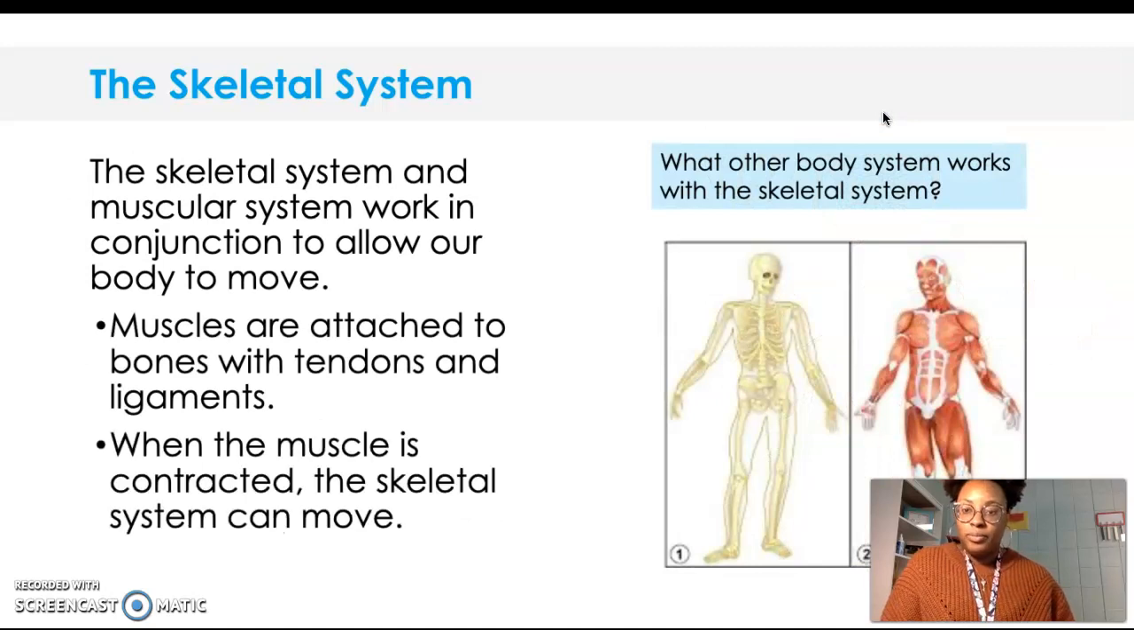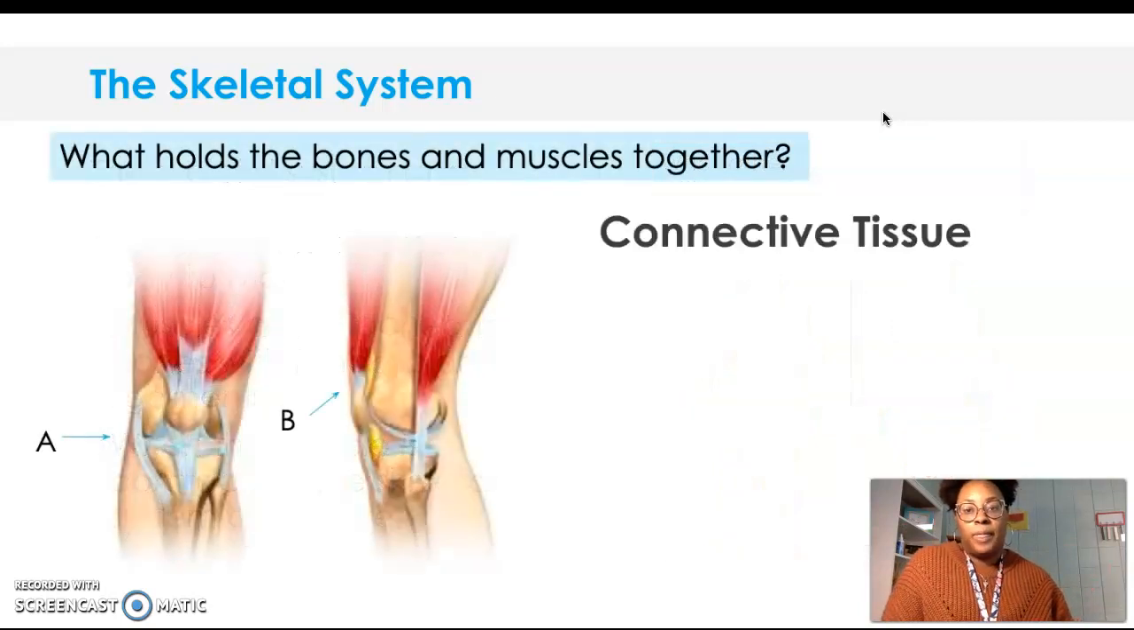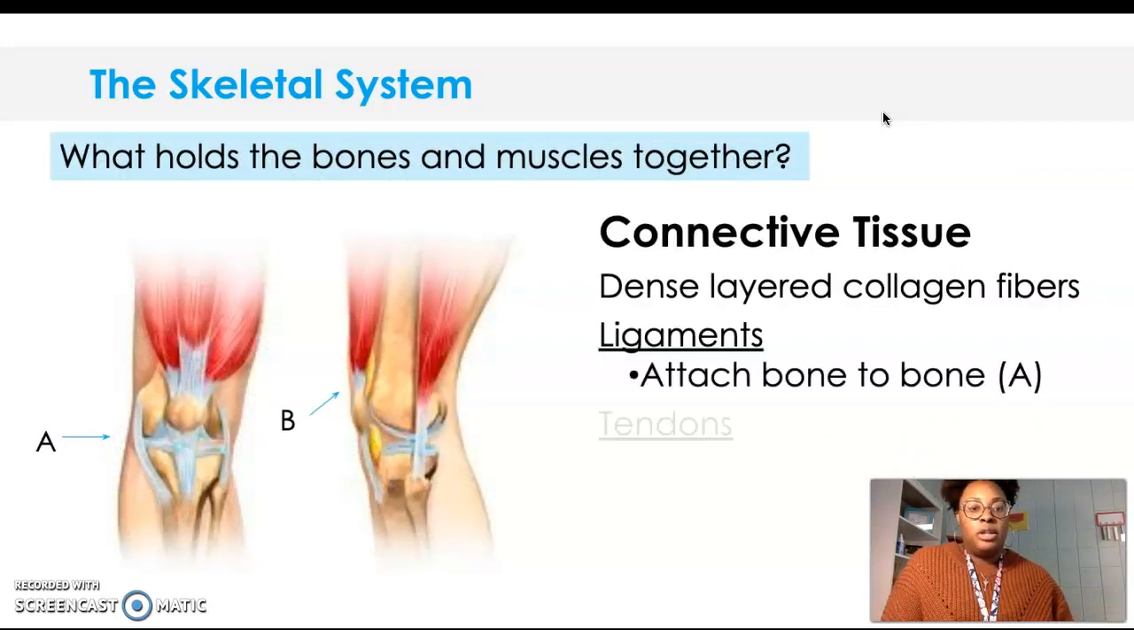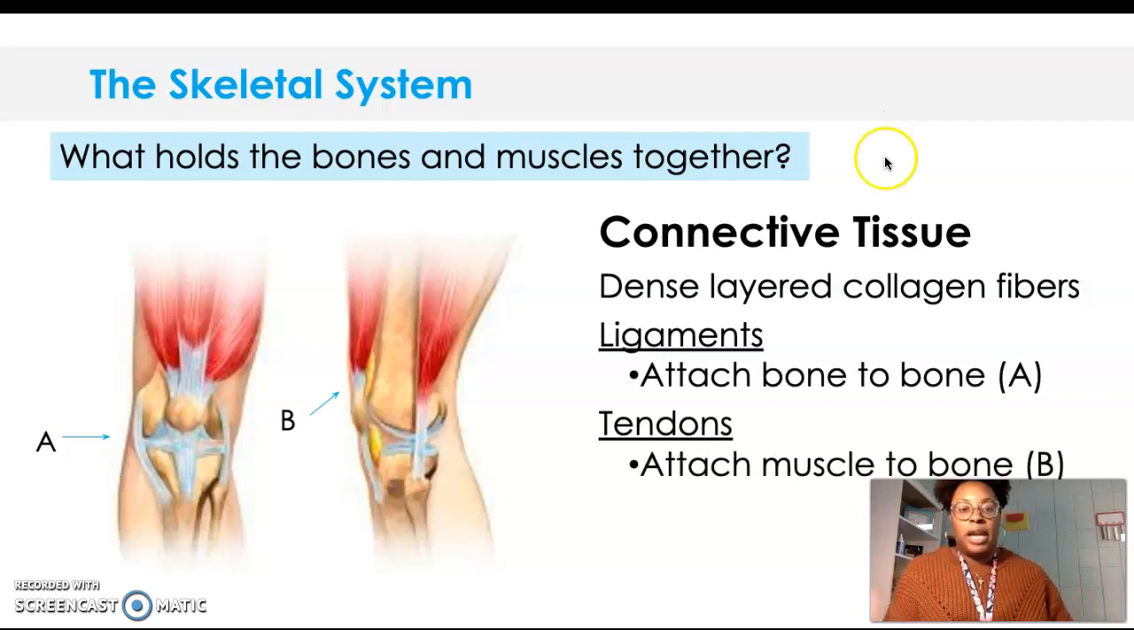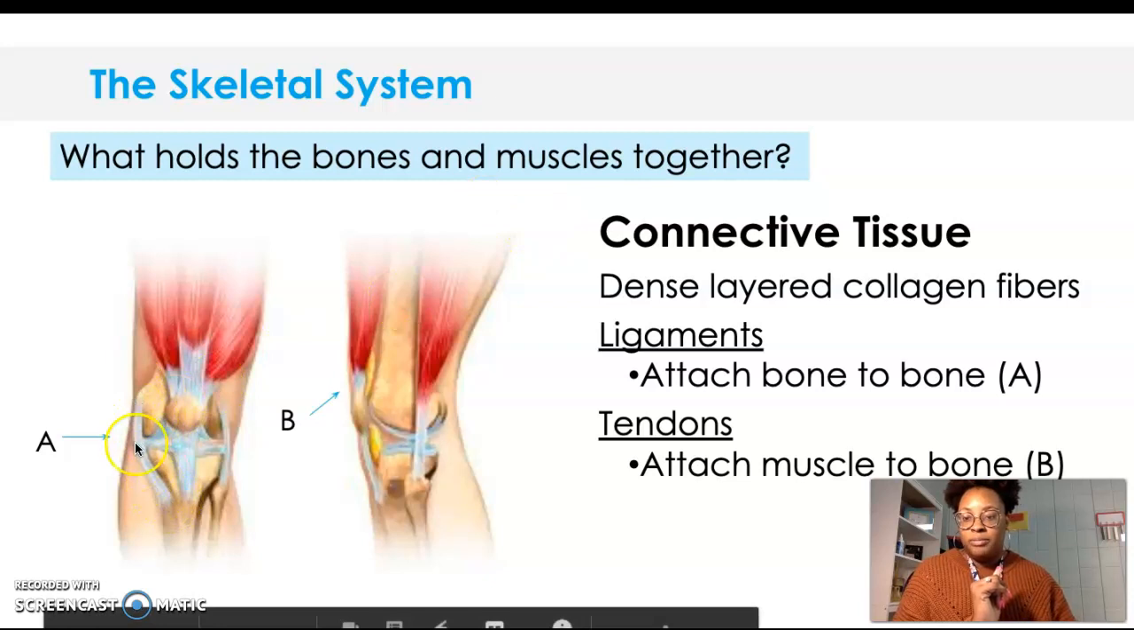Okay, so muscles attach to bones with tendons and ligaments, and then the muscles contract and the skeletal muscles move. So that's how your skeletal system and your muscular system can work together to help your body to move. All right, so ligaments attach bone to bone and tendons attach muscle to bone. So these would be your ligaments attaching the bone to bone, and these would be your tendons attaching your muscle to your bone.